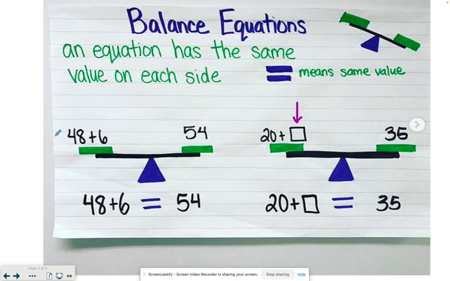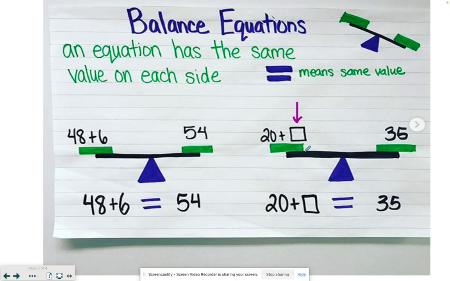So we have an example over on the left side. If I have 48 and I add 6 to it, I would get the same as the right side that says 54. Let's take a look at this next example.